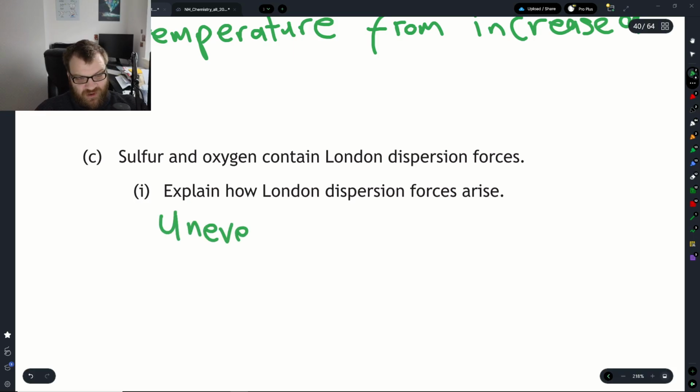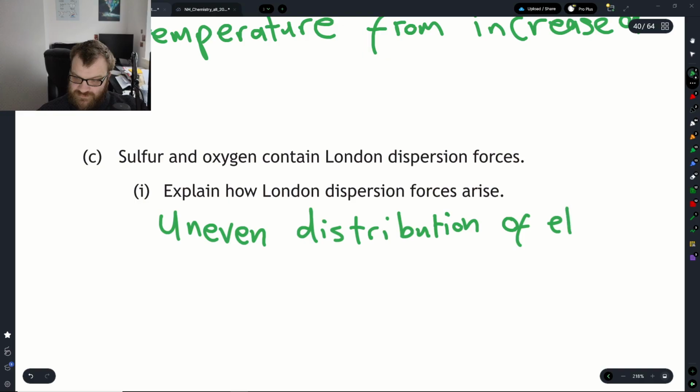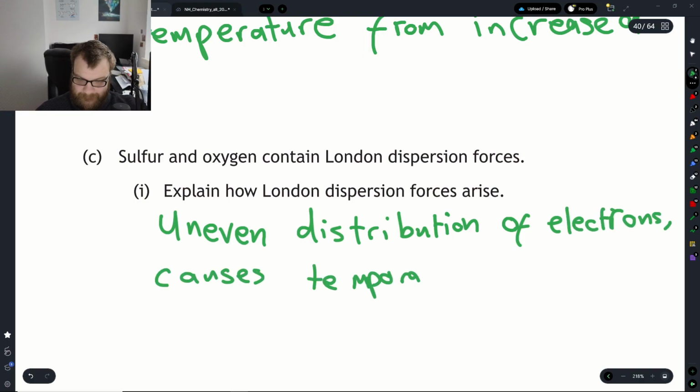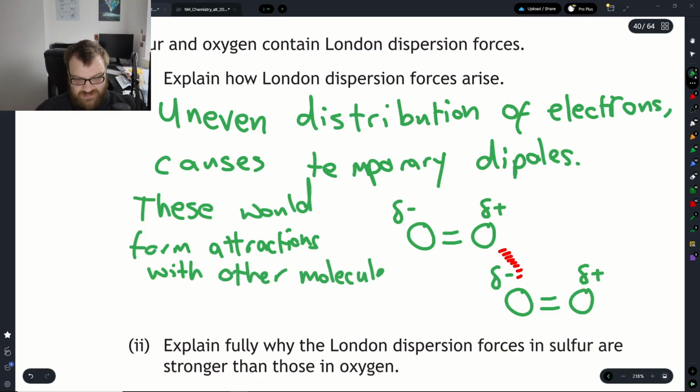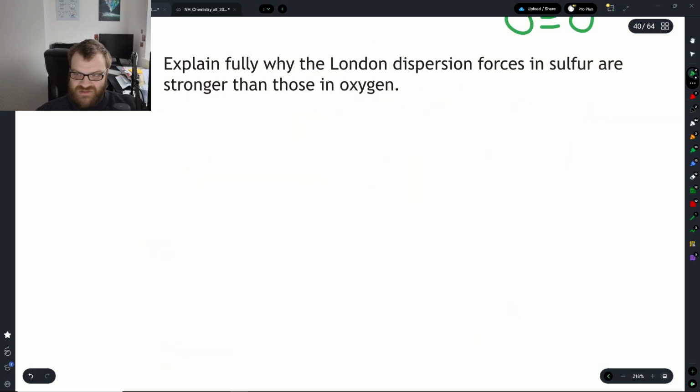Here we're asked to give the explanation of how London dispersion forces arise. We need to talk about an uneven distribution of the electrons first. This causes temporary dipoles to form. These would form attractions with other molecules, which result in the LDFs being formed. LDFs depend on electrons. This would mean that the number of electrons in sulfur is greater than that of oxygen. One of the things we should be aware of is that oxygen is diatomic, O2.